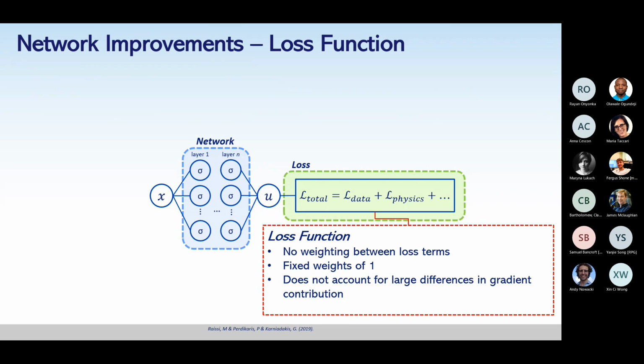So the first thing of note is that the loss function in the original paper has equal weighting between the different loss components. Essentially, your data loss and your physics loss are given the same weight. The problem with this is that it doesn't account for differences in gradient contributions from each of these terms. One thing you can do to fix this is come up with weights beforehand that stay fixed throughout the training process. For instance, you attach a weight of 100 to the data loss if your data loss isn't being minimized properly. But the issue with this is that it's very problem specific, and you have to tune these weights every time you train a new network.